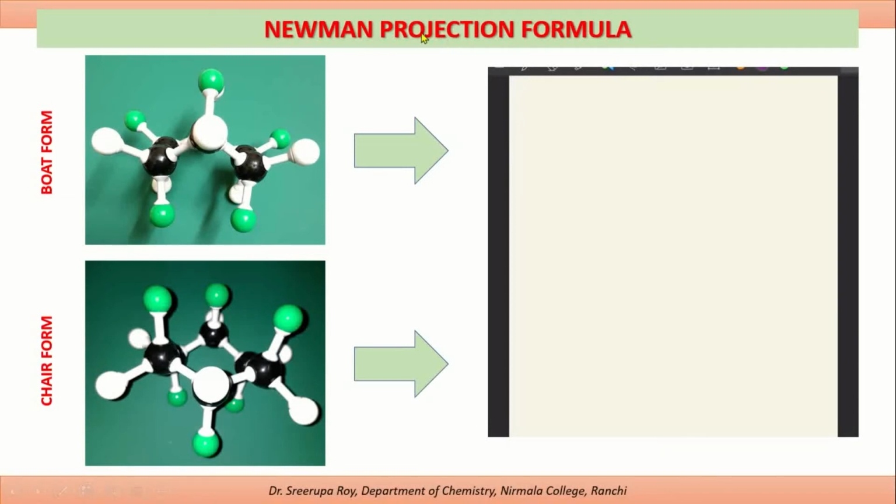Now we will learn how to write the Newman projection formula for the boat form and the chair form. The boat form, as you see, is an eclipsed conformation. Here, the two carbon atoms here are in eclipsed position. Here also, the two carbon atoms are in eclipsed position. In between, there are two carbon atoms hidden behind this white hydrogen, which are also in the eclipsed positions. So while writing the Newman projection formula, in such a case, we will write a circle for these eclipsed carbons.